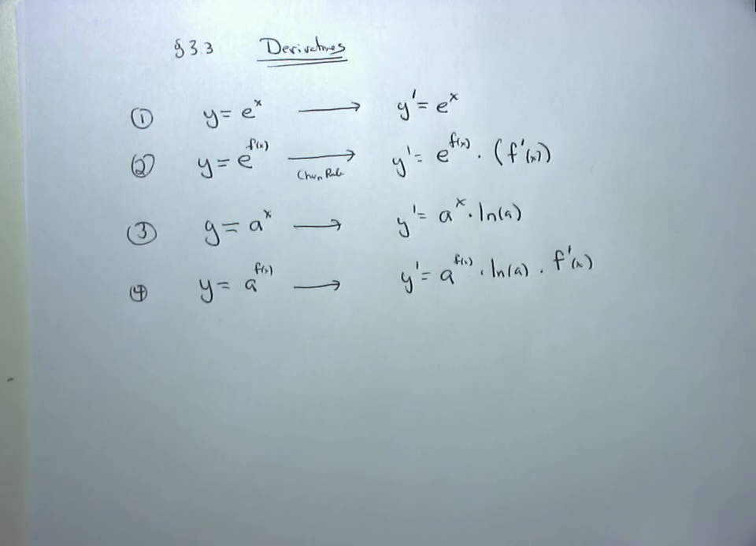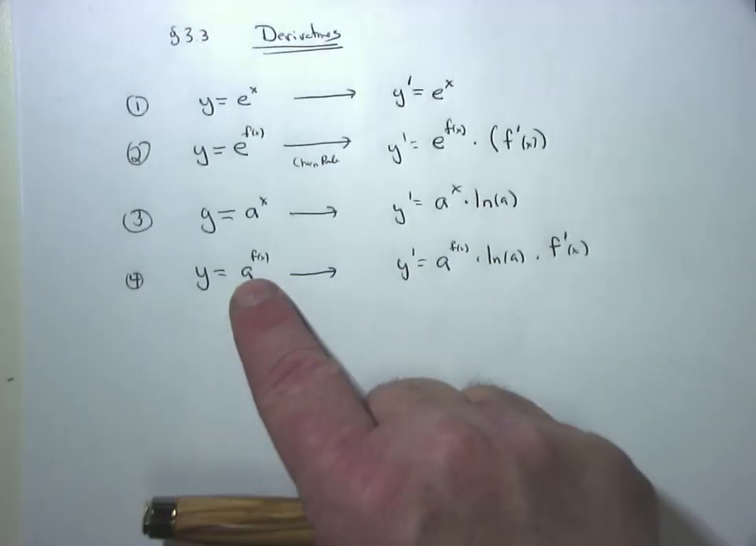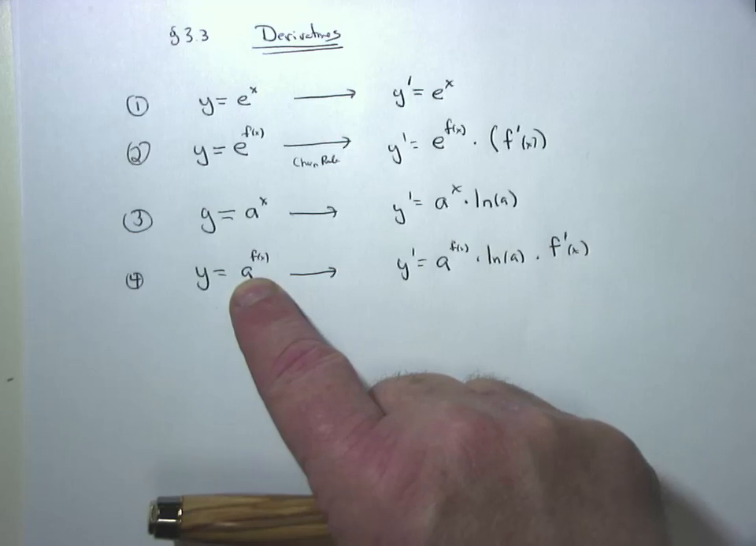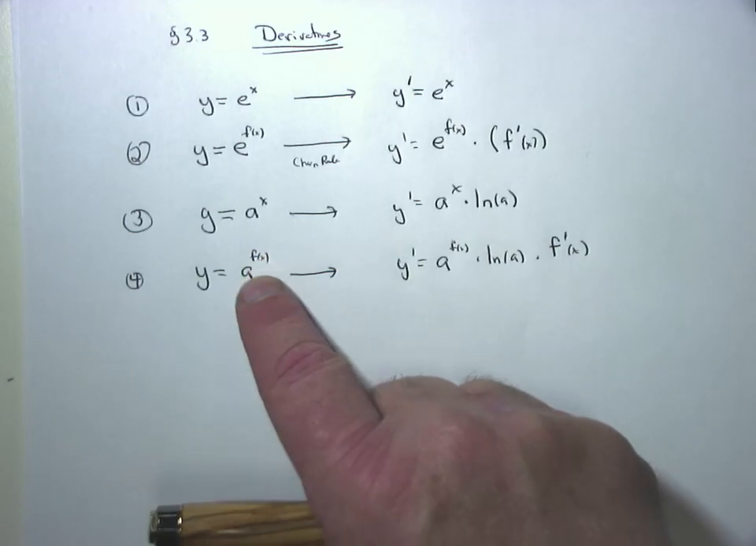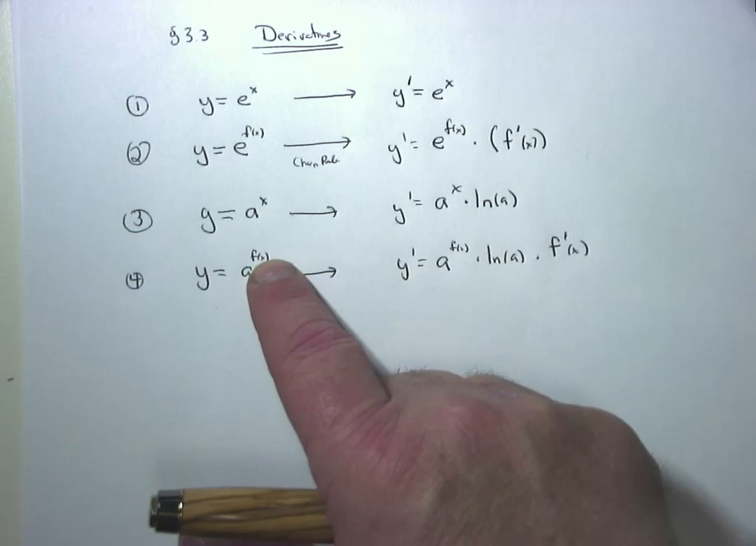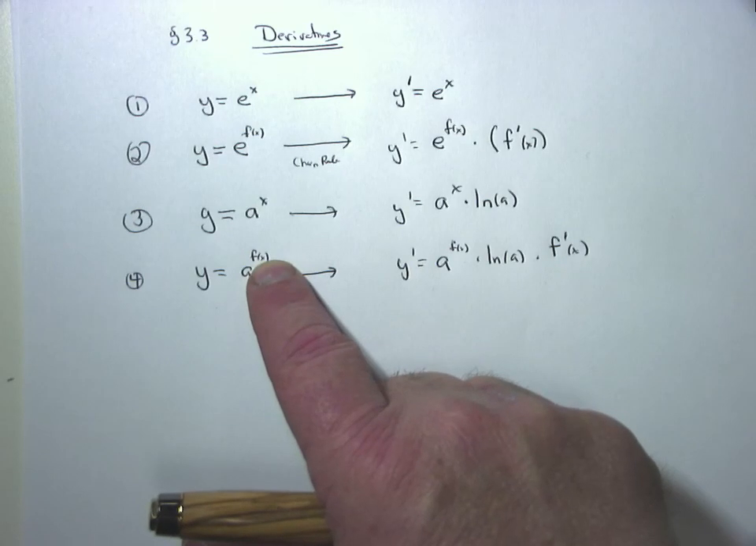And don't worry, I got lots of examples to play around with this thing. But an easy example would be something like this. What's the derivative of 5 raised to the sine of x? 5 raised to the sine of x. So the function is in the exponent. Sine of x is in the exponent.